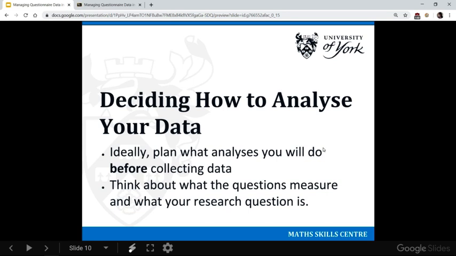And what you need to do is think about what the questions each measure, and therefore can you use that data, that measurement, to answer the research question. Quite often people don't ask the right questions in their questionnaire to get to the research question that the whole project is about.